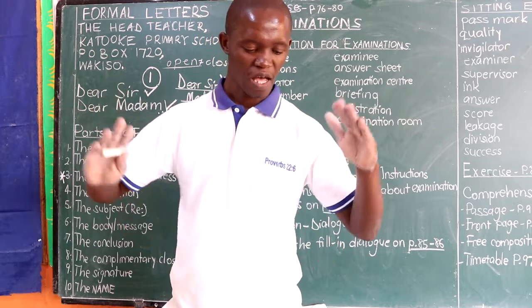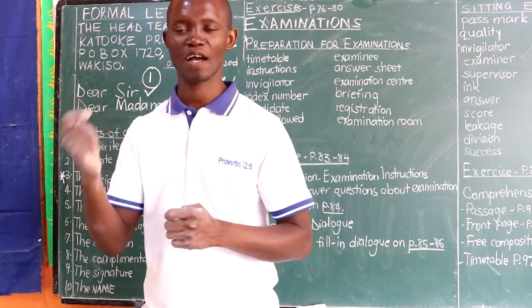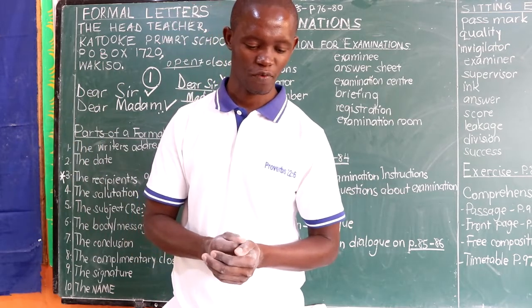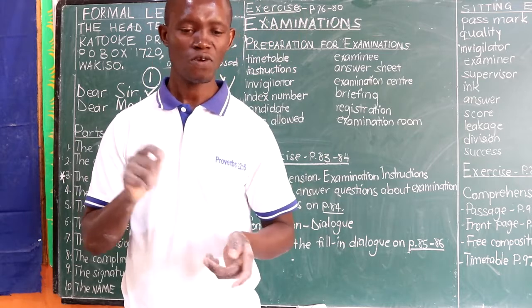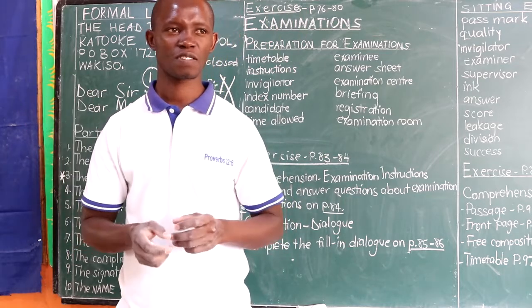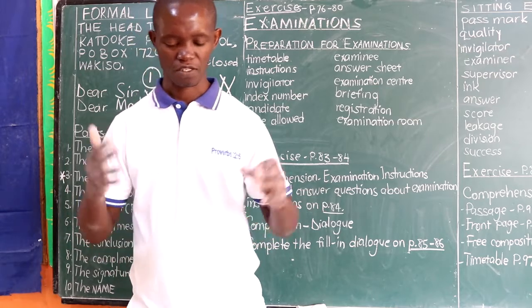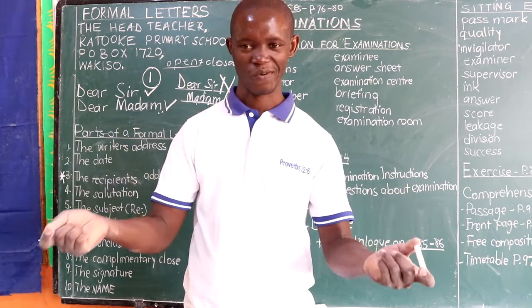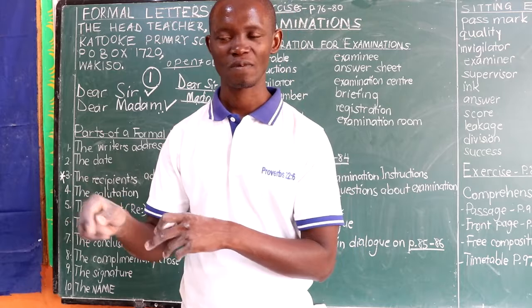For example, we see "application for a vacancy in senior 1," not "applying." Applying is a verb. Application is a noun. Yes, get the difference. "Request for permission to go home," not "requesting for permission." This is how our letters appear. Our questions about letter writing appear like this: Write a letter to the class teacher requesting him to give you permission to go home.